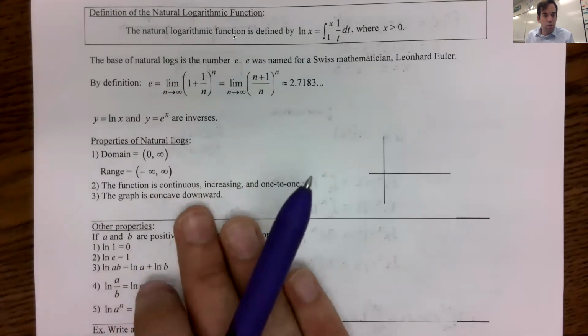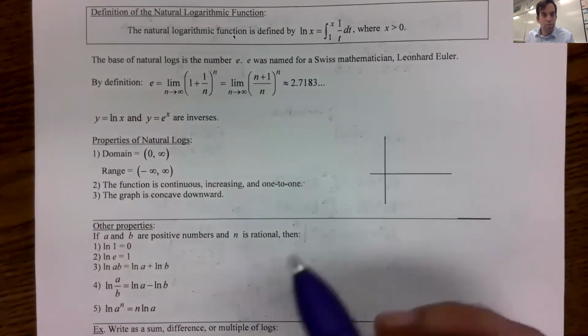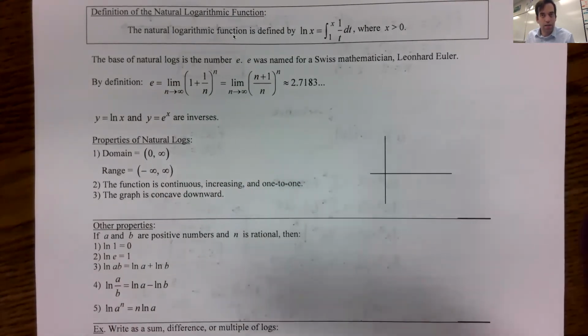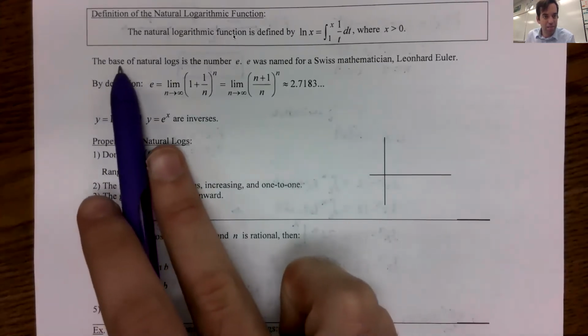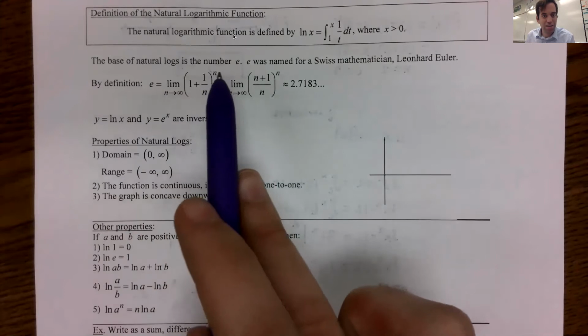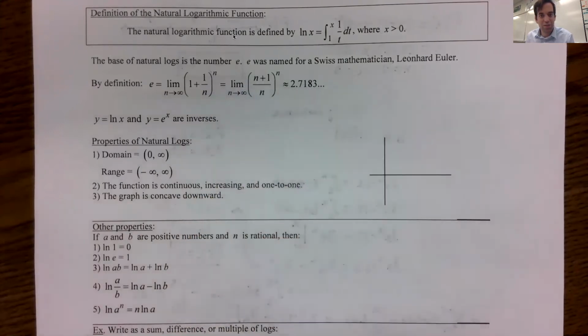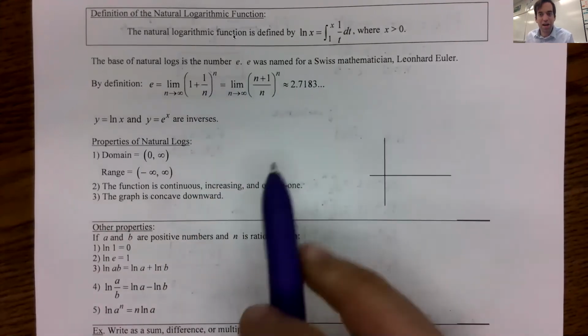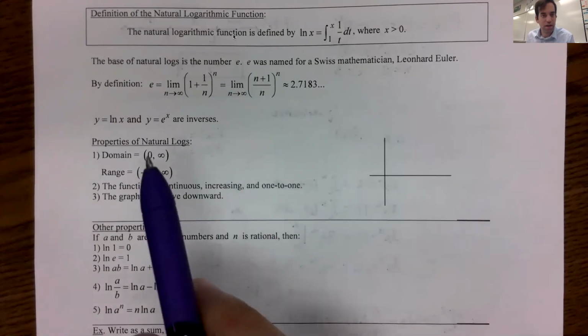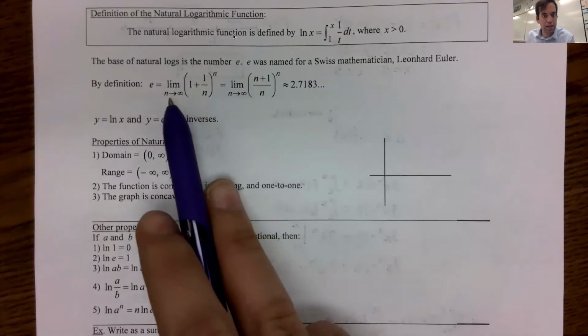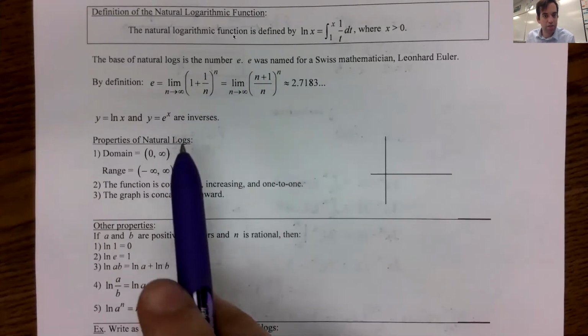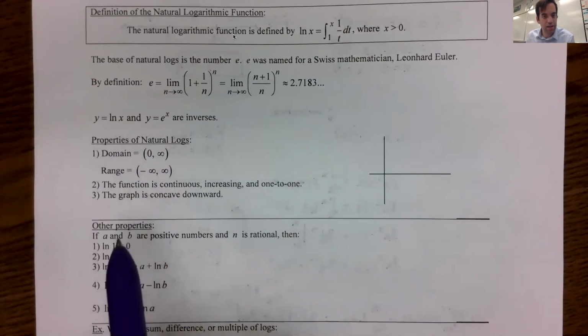And you can kind of read over some of this if you want. We have just the base information about natural logs. See what I did there? Base. The base of natural logs is the number e. E was named for a Swiss mathematician, Leonhard Euler. So we've got e, which is 2.7183. It has a limit in its definition. If you're interested in that, you can read over that.